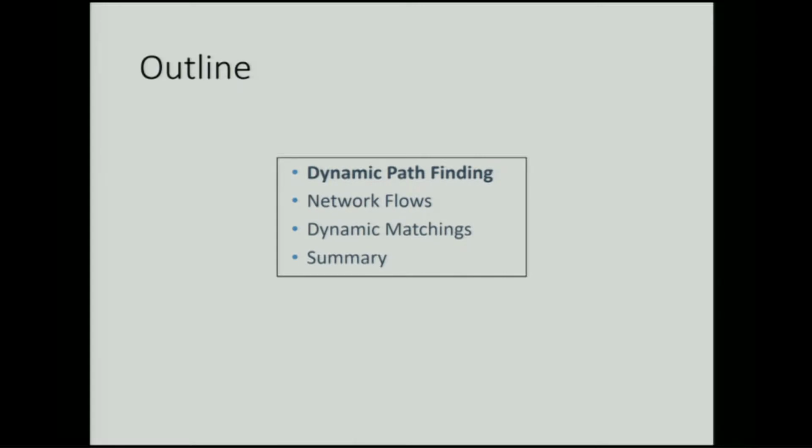The plan for the talk is to first discuss the phenomenon that underlies the inefficiency and efficiency of graph algorithms, which I like to think of as dynamic pathfinding. Then I'll discuss two instances of this phenomenon, one of which is the max flow problem, and the other is dynamic matchings. I'll finish with some conclusions.